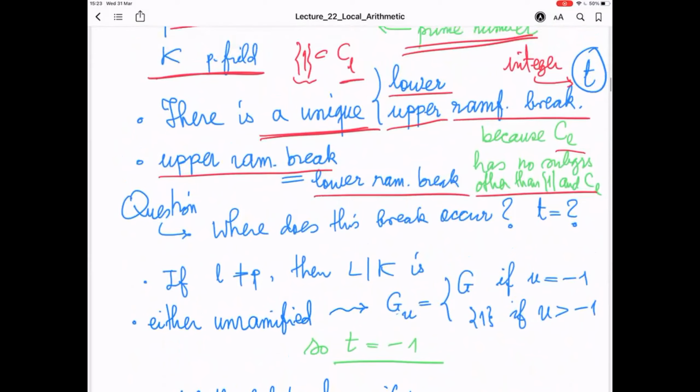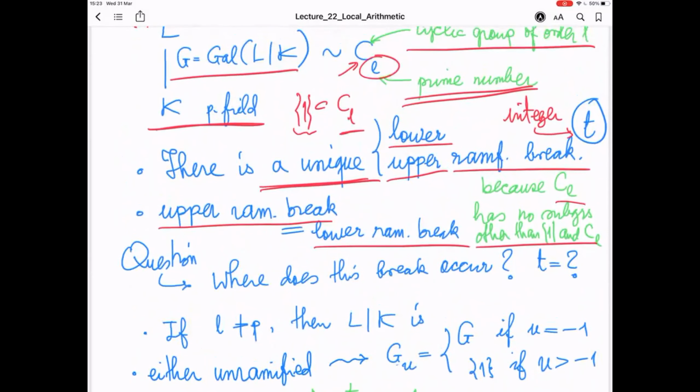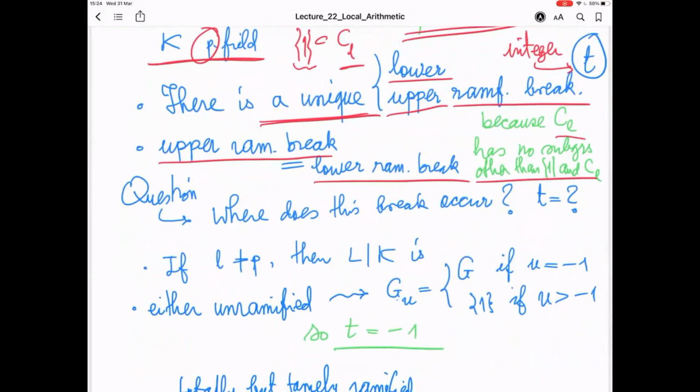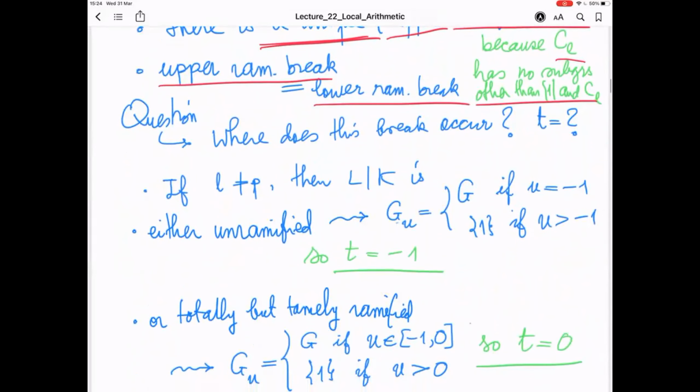Okay, so if I have a cyclic extension of prime degree, this prime L, the degree of the extension, may or may not be equal to the prime P, which is the residual characteristic of the local field K. We'll see that the two cases are very different, because in one case it's a tamely ramified extension, and in the other case it's a wildly ramified extension. We'll come to it. Let's go about it slowly.